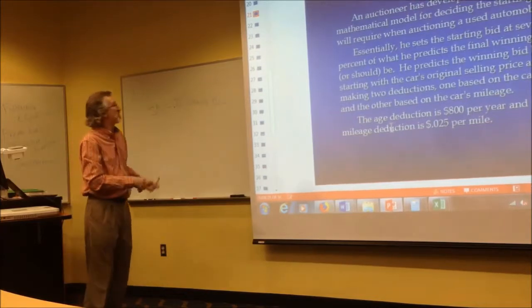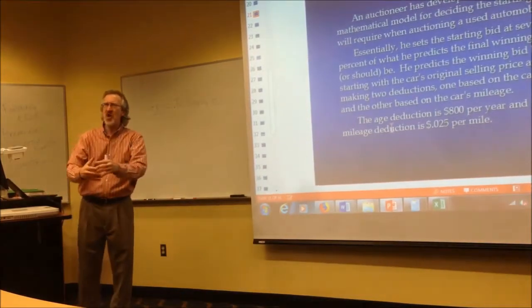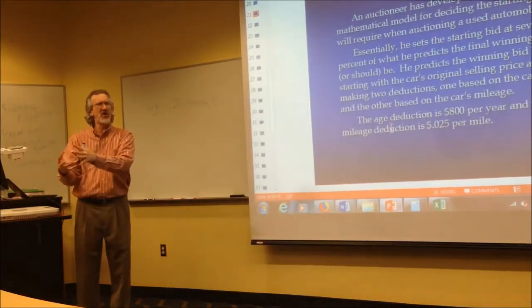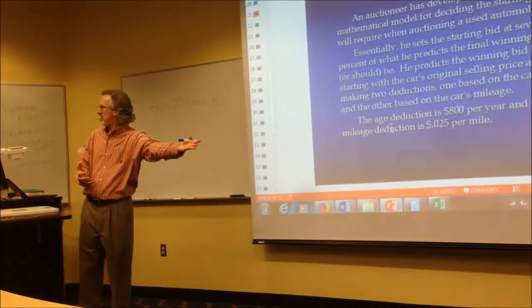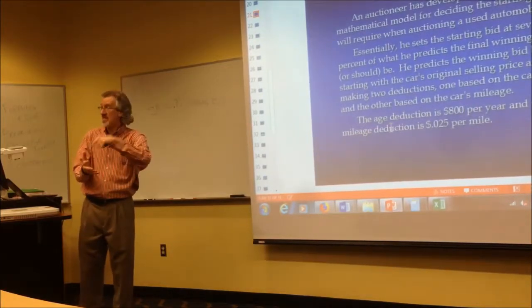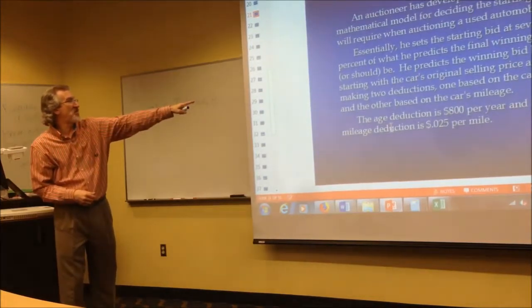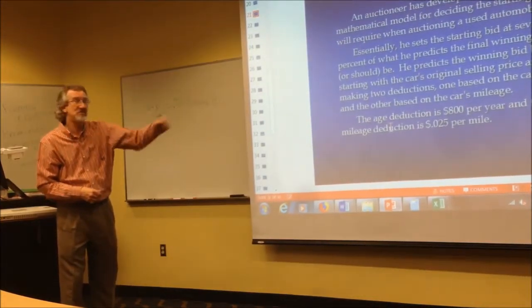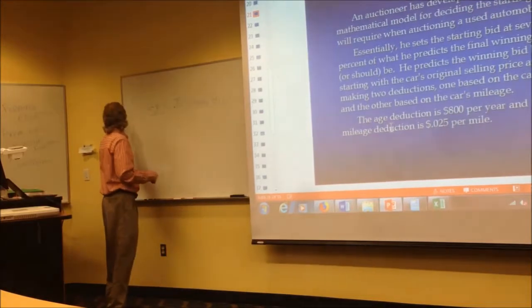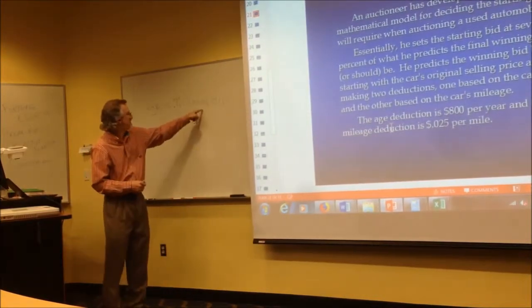The starting bid is going to be, by looking at all the past winning bids, you realize that all these cars seem to start right around 70% of what the winning bid was. Now, how do we predict the winning bid so we can get to that 70%? He predicts the winning bid by starting with the car's original selling price. Let's call that selling price, well, let's call it P. All right, P, selling price. So right here is going to have a P in it.